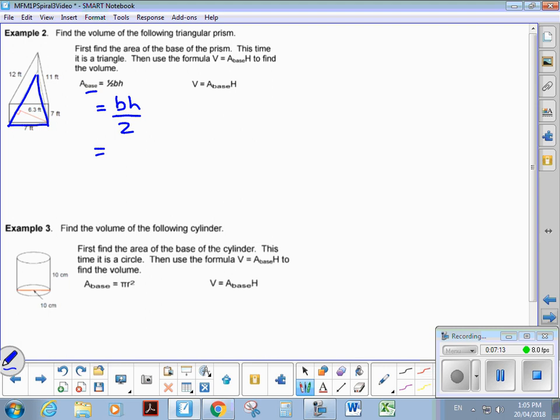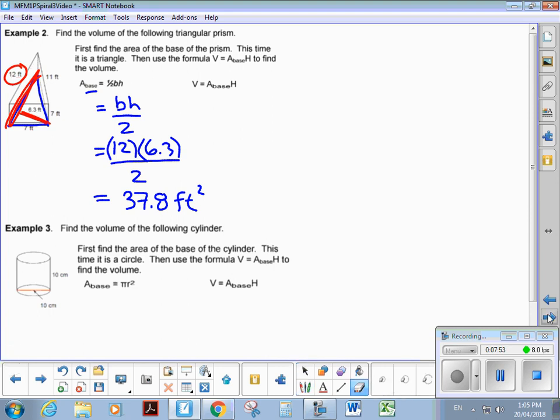So our base is, I'll do it in red, this length here, which would be my 12. Now my height. The height is the height of the triangle. So that's the 6.3. We're going to divide that by 2. So we find that the area of that triangular base, 12 times 6.3 divided by 2, is 37.8 square feet.